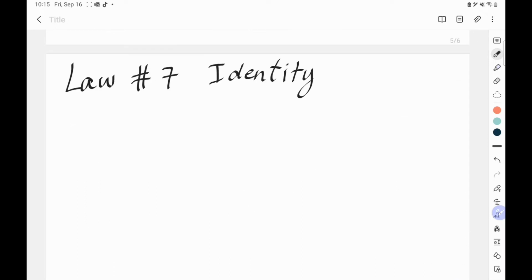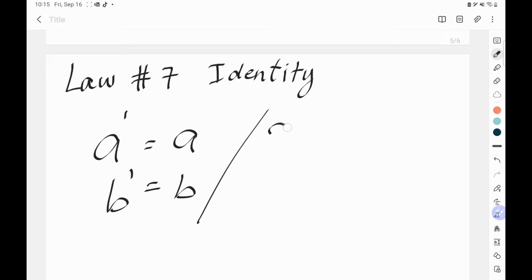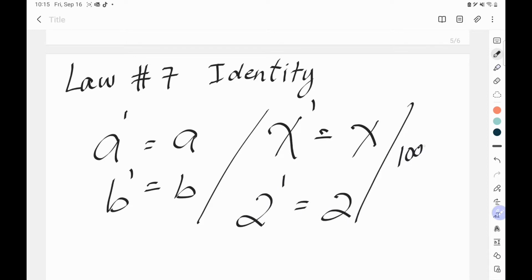Law number 7 is identity. Identity means any number raised to 1 is the same number. For example, a to the power of 1 is equal to a. b to the power of 1 is equal to b. x to the power of 1 is equal to x. And 2 to the power of 1 is equal to 2. And 1000 to the power of 1 is still equal to 1000. That is basically our 7th law of exponents.